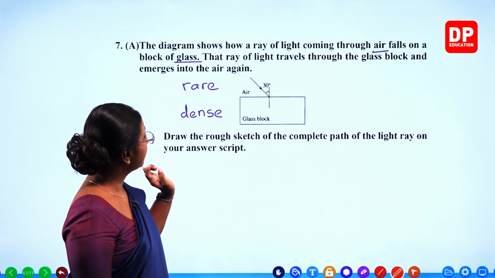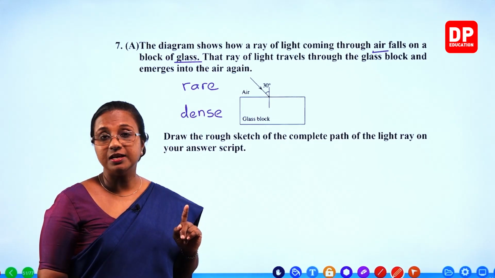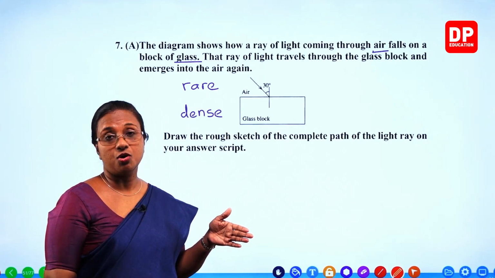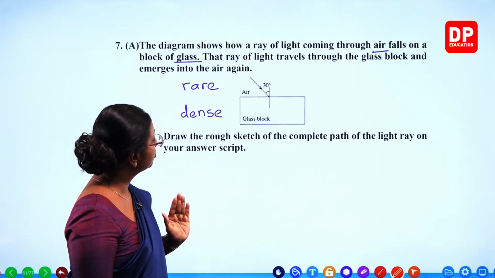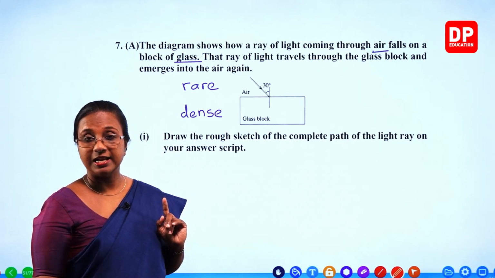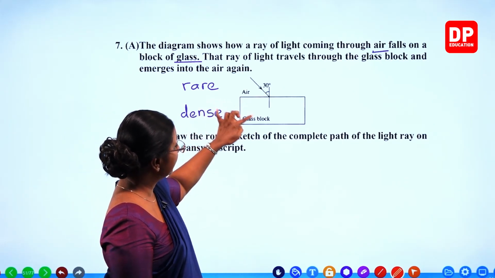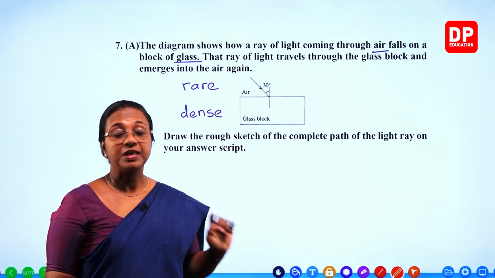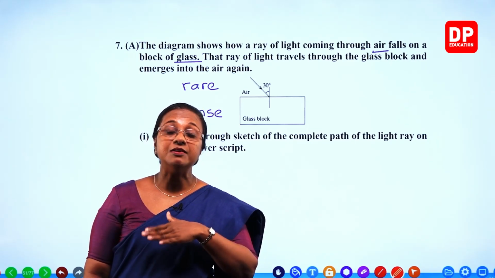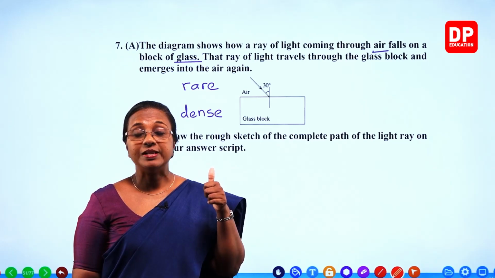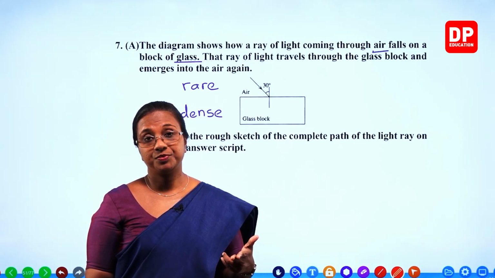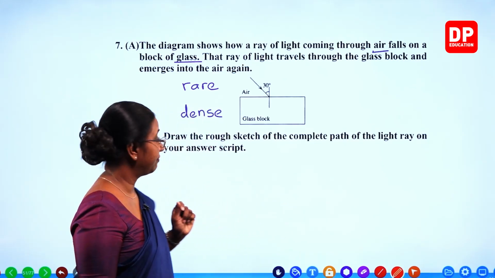So when light travels from a rare medium into a dense medium, it deviates from its path, it refracts towards the normal. So you know that it refracts towards the normal. Then what happens? Again there is an interface, glass block and air. There, of course, from a dense medium, it is coming into a rare medium. Again, there will be a refraction at this interface, and the refraction will be away from the normal. So you will see an incident ray, a refracted ray, and an emergent ray. So 2 points where there is refraction.